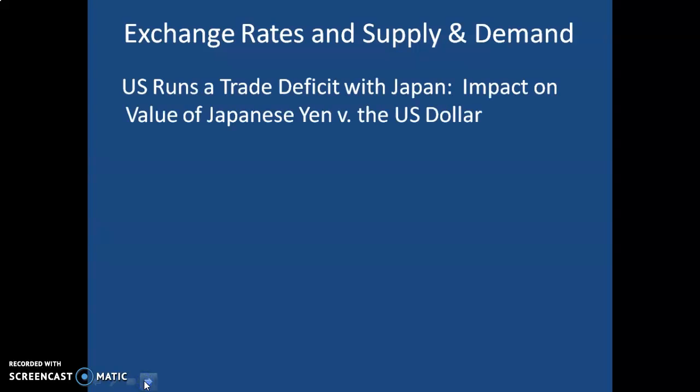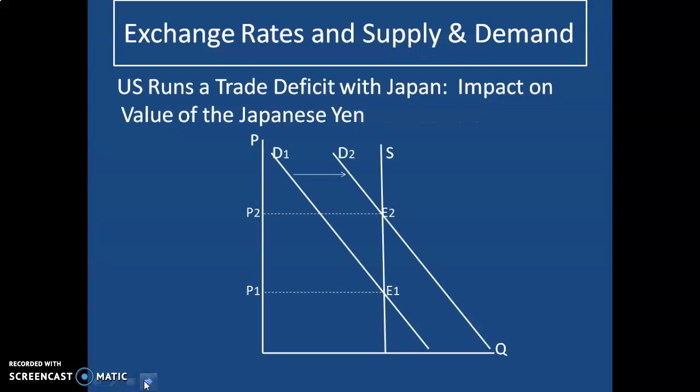Okay, so first we're going to assume that the U.S. runs a trade deficit with Japan. How is that going to impact the value of the Japanese yen versus the dollar? And here's how that's going to look in supply and demand. What's happening here is the demand for yen is going to increase.